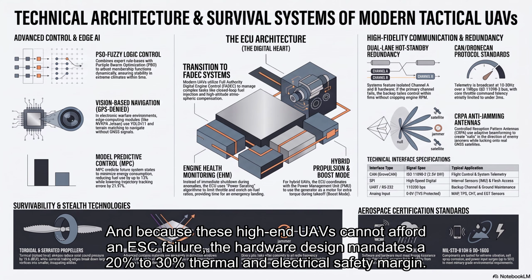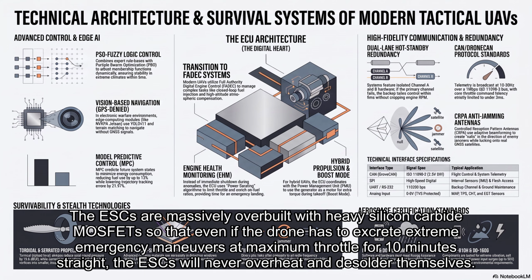And because these high-end UAVs cannot afford an ESC failure, the hardware design mandates a 20% to 30% thermal and electrical safety margin. The ESCs are massively overbuilt with heavy silicon carbide MOSFETs, so that even if the drone has to execute extreme emergency maneuvers at maximum throttle for 10 minutes straight, the ESCs will never overheat and desolder themselves.